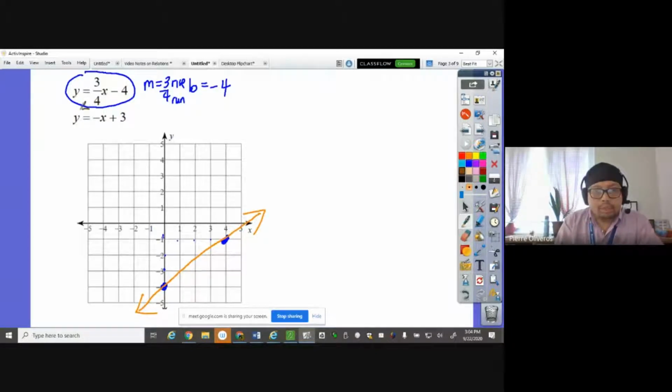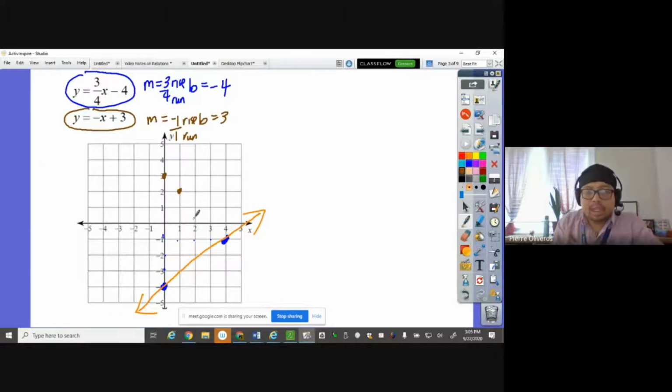And let's do the next one here. y is equal to negative x plus 3. The slope here is negative 1 and the y-intercept is 3. So I'm going to start at 3. The slope there is negative 1. There's an invisible 1 right here. This is the rise, that's the run. So that means negative 1, I'm going to go down 1 over 1 to the right. And you're going to draw a line.